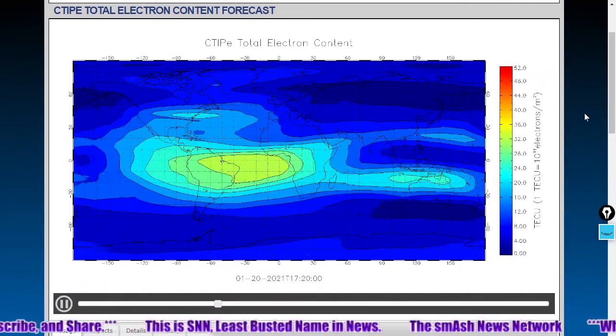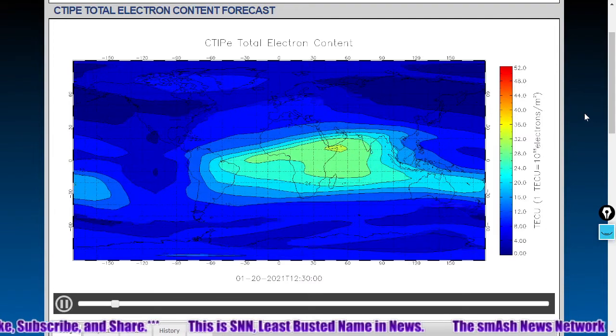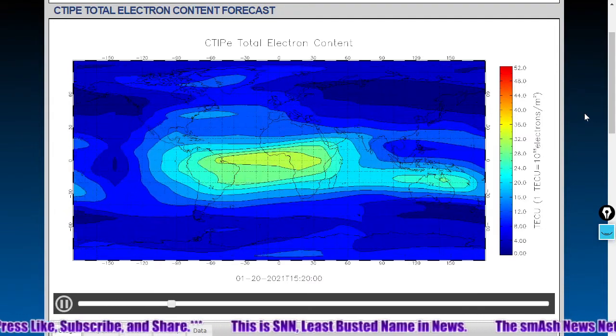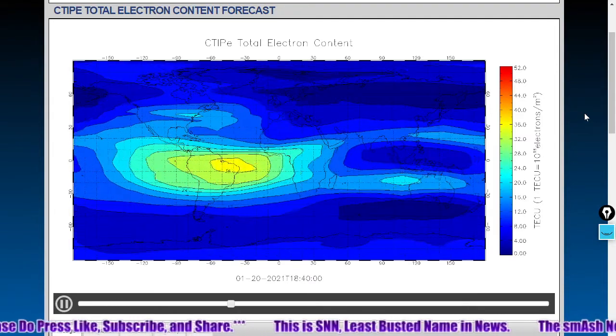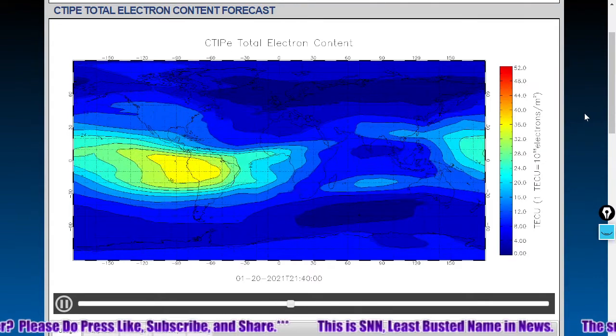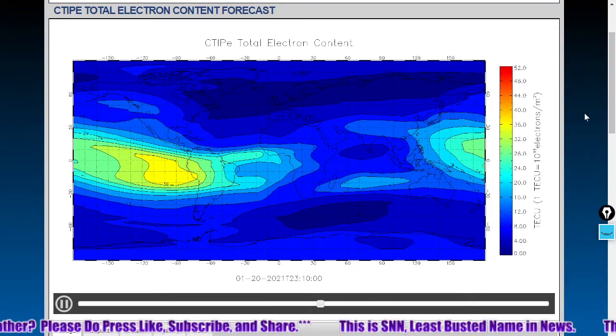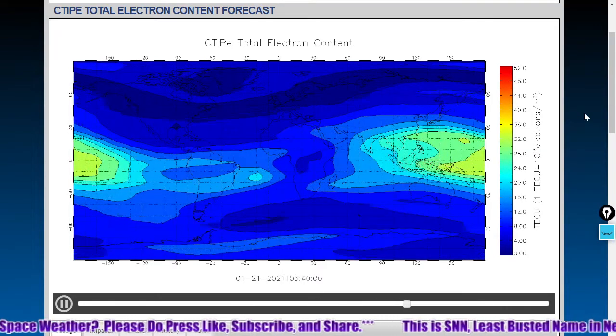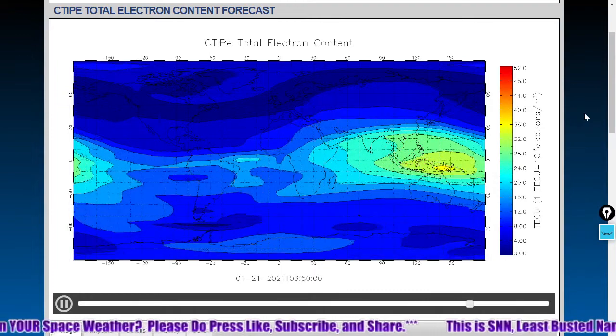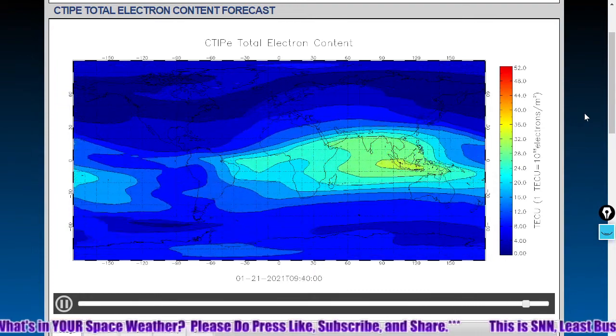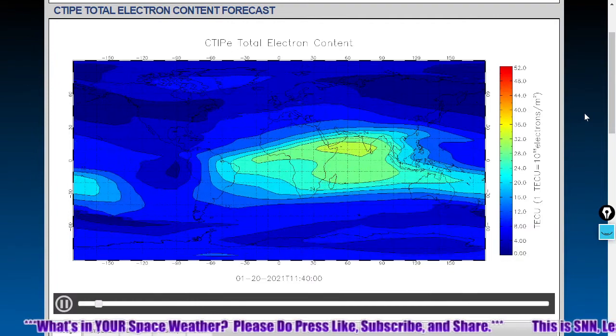And here's the total electron content forecast. This is a visualization from through the inner Van Allen belt. So this is going to show you where your GPS errors will be located, as your GPS satellite is in a geosynchronous orbit between the inner and outer Van Allen belts. I'll let it play through a second time.